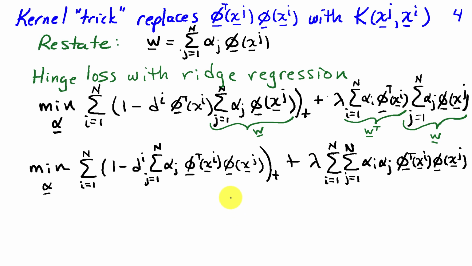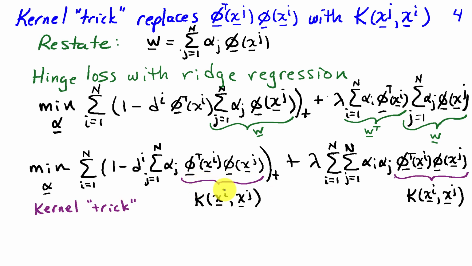So we can do a little bit of algebra. I'm going to bring the phi transpose of xi inside the sum, and I'm going to combine the two sums on the right as we have down here. In both cases, I see there's a phi transpose xi phi of xj. And when we did kernel regression, we had a similar inner product, and we said we were going to replace that with the kernel k. And this is the so-called kernel trick.